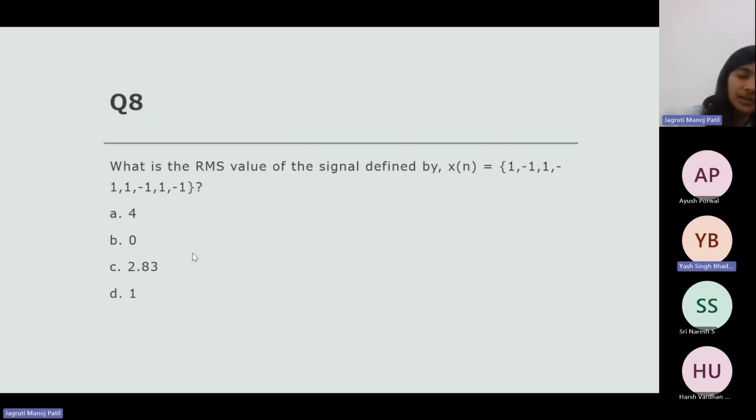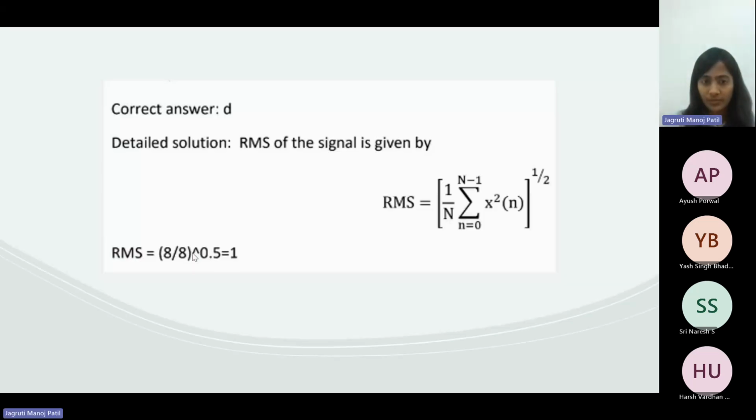Is it one? Option D? I'm not sure. You took the average also? Yes. I do hope so. So the original signal, because that value by 8. Okay, 8 by 8.51. Okay.